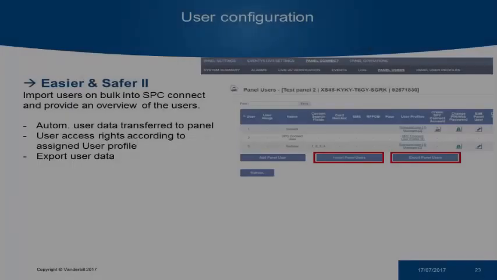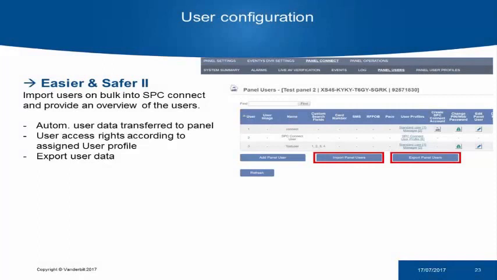The second is a bulk import. This allows for the importation of a large number of users through an Excel-compatible file into SPCconnect. When these users are imported, they are added onto the SPC panel and onto SPCconnect. Users' PINs and IDs can be emailed to the users through SPCconnect in order to ensure a smooth setup.